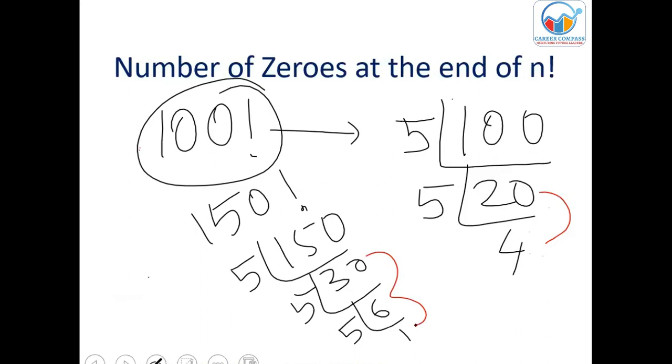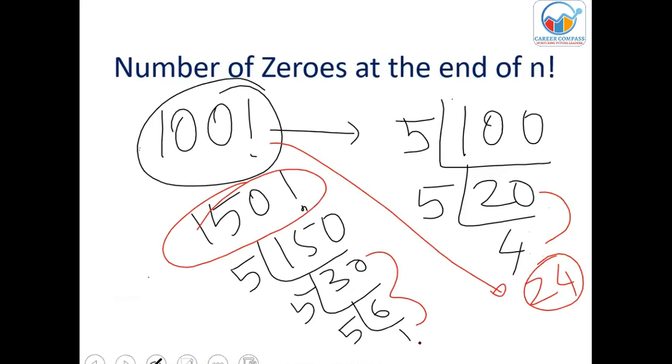Now all you do is add the quotients, which means at the end of 100 factorial, you will have 24 zeros. And at the end of 150 factorial, you will have 37 zeros. This is called successive division. Divide the number successively by 5 till you can. Right, guys?